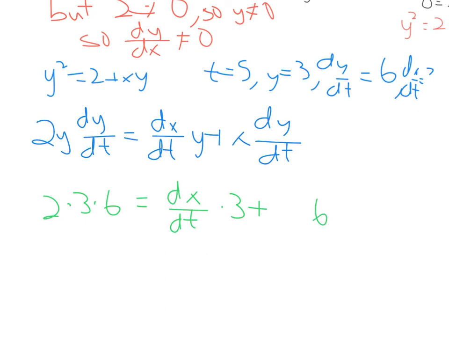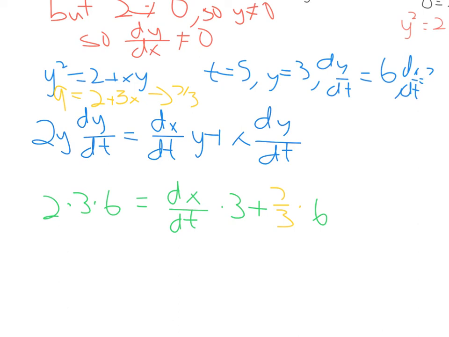If y is 3, that's 9 equals 2 plus 3x. So that means that 9 minus 2 is 7, so x is 7/3. You don't have to simplify this. You could just kind of subtract stuff and go from there. But I'm going to go ahead and simplify.